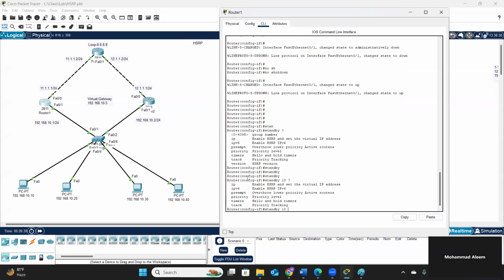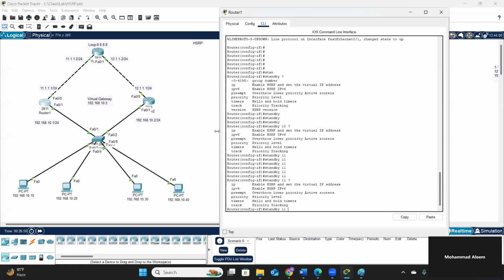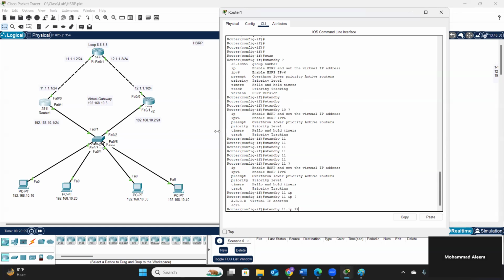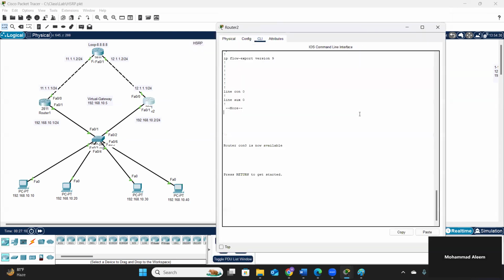So here you can check. Otherwise, I'll use 11. But whichever group you use, both ends should match. Otherwise, it will move to the other group. And ip, give the virtual IP address here, 192.168.10.5. Within 10 seconds I should configure it. Otherwise, the active router will elect this router only. I haven't entered it yet.